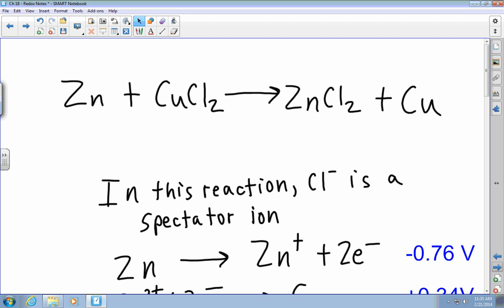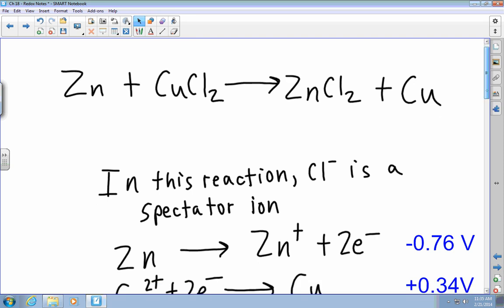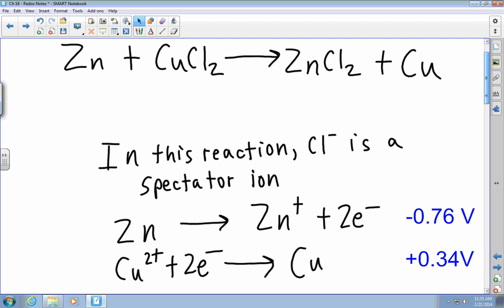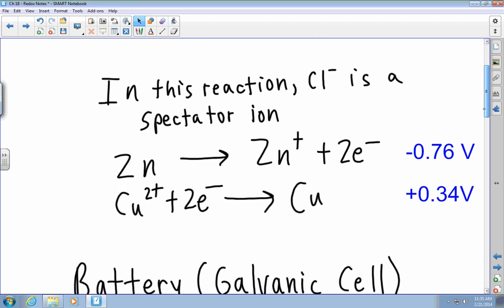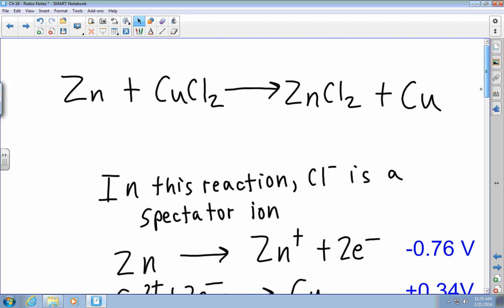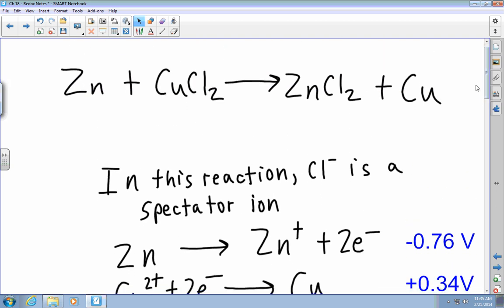So here we have an overall reaction, and we've broken this down to half reactions. And in that previous reaction, the hydrogen ion didn't change its charge. In this case, it's the chloride which doesn't. Let's identify what's happening with things.